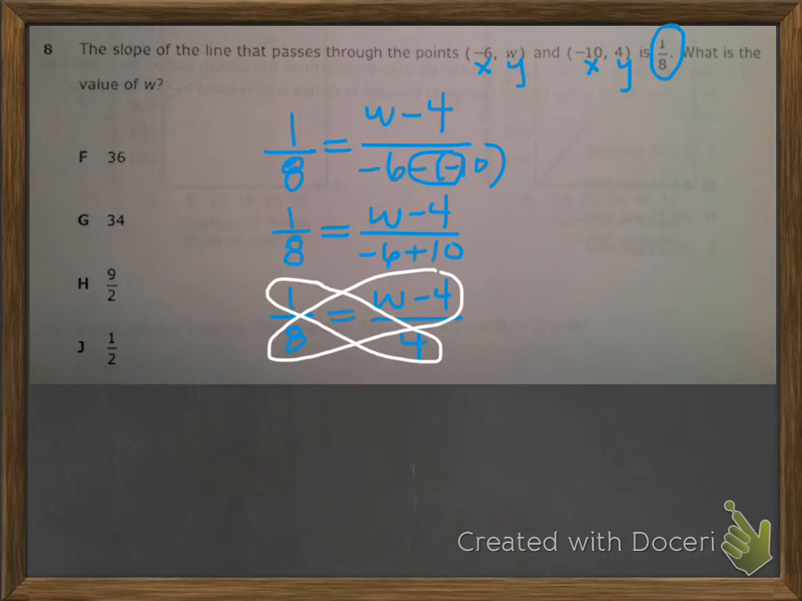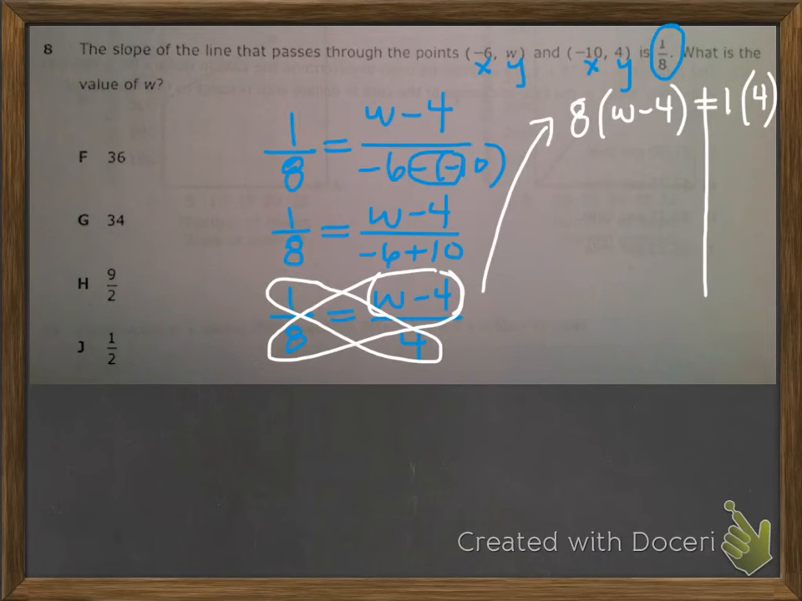Now when I do the 8 times the W minus 4, I'm multiplying 8 by the whole thing of W minus 4, so I've got to put it in parentheses. I'm going to come up here and rewrite it. So I've got 8 times W minus 4, that's one cross product. My other cross product is 1 times 4, and I know that cross products are equal. So now I've got this equation that I can solve.